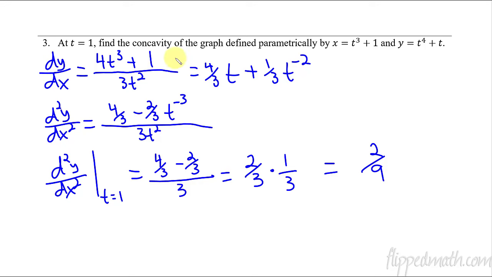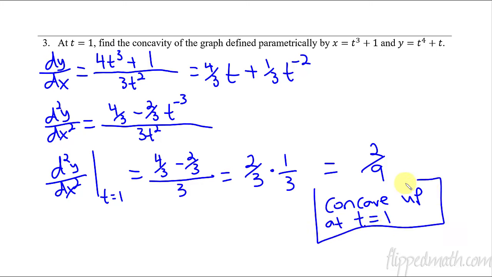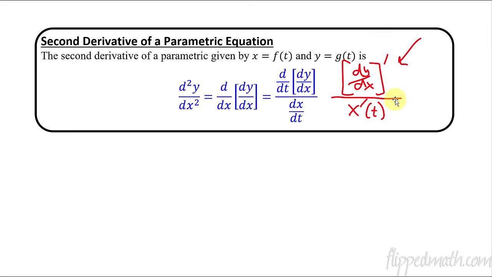Now, the point of this was to find the concavity. In other words, is it concave up or concave down? This thing is concave up at t equals 1. It's concave up at t equals 1 because the second derivative is positive at t equals 1. So that's how we know. Okay, so we covered it all. So again, let me just remind you, when you're doing the second derivative, the most common mistake is not accurately putting down x prime of t on the bottom. So don't forget that. Take the derivative of dy/dx, and then in the denominator, plug in the correct x prime of t, and then simplify from there.